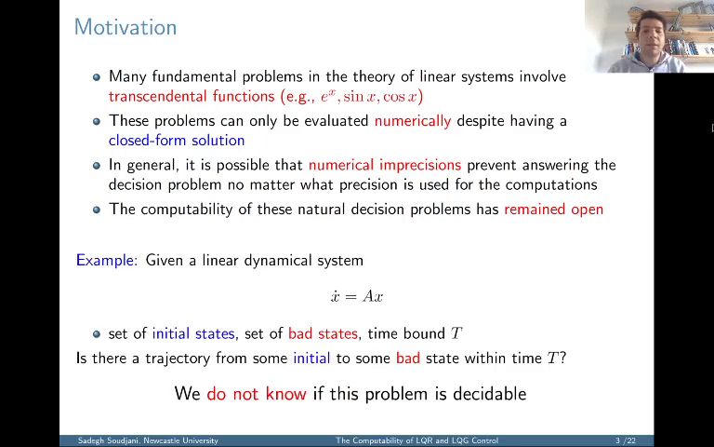To give you an example of such decision problems, suppose you have a simple linear dynamical system, x dot equal to A times x, and you are given a set of initial states, a set of bad states, and a time bound capital T. The question is whether there is a trajectory from some initial state to some bad state within the given time frame. It's a reachability problem, and we do not know if this problem is decidable. We do not know if there is an effective procedure that can give a correct answer to this reachability question.